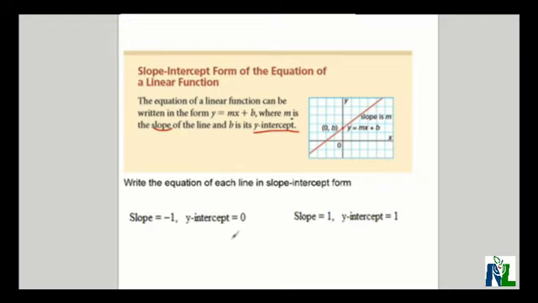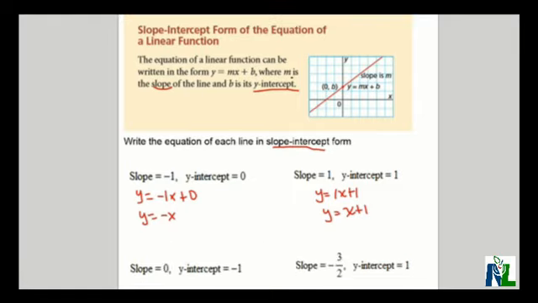So if we're going to write each equation of the line in slope-intercept form, that means we need the slope and the intercept. We have y equals -1 for m plus 0, in which we would just write this as y equals -x. If the slope is 1, that means m is 1, and the y-intercept is 1. That means b is also 1. We have y equals 1x plus 1, which is y equals x plus 1. We don't need the 1 in the coefficient in front of the x. It's not necessary to write it.